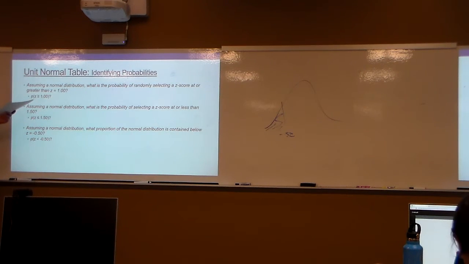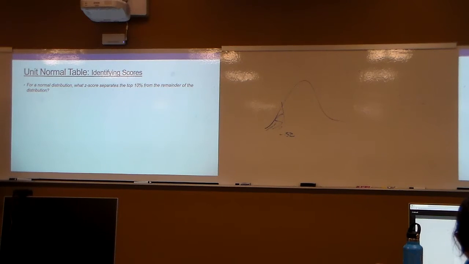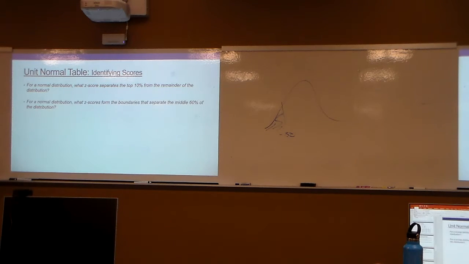Okay, so we're pretty comfortable with this stuff. We can also start to play around with this a little bit more. If we're assuming a normal distribution, what z-score separates the top 10% from the remainder of the distribution? CJ, what do you think about that? About 1.28. Yeah, 1.28, 1.29, so depending on whether we want to overestimate or underestimate, either one of those is probably going to be okay, right?